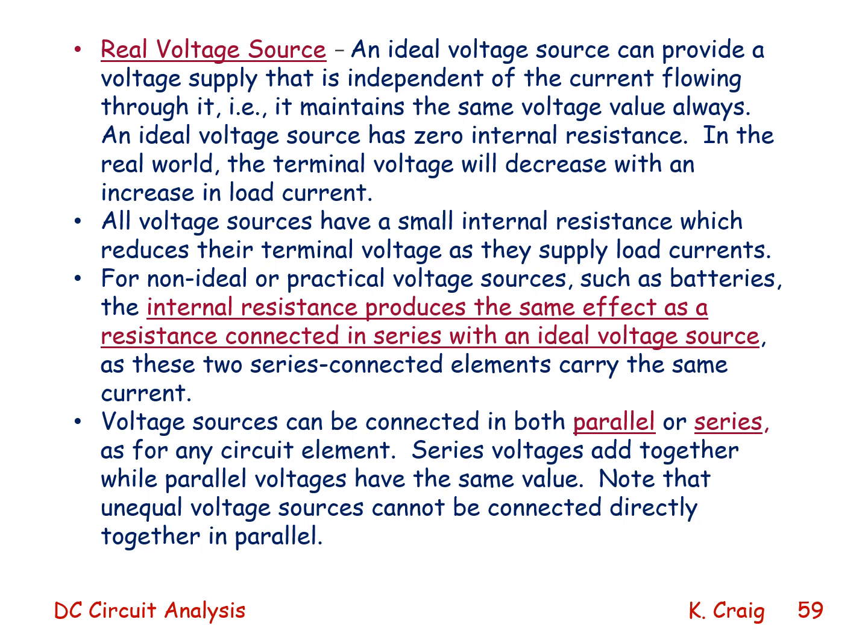For non-ideal or practical voltage sources, such as batteries, the internal resistance produces the same effect as a resistance connected in series with an ideal voltage source, as these two series-connected elements carry the same current. Voltage sources can be connected in both parallel or series, as for any circuit element. Series voltages add together, while parallel voltages have the same value. Note that unequal voltage sources cannot be connected directly together in parallel.